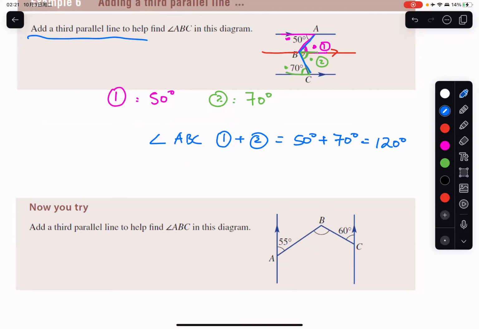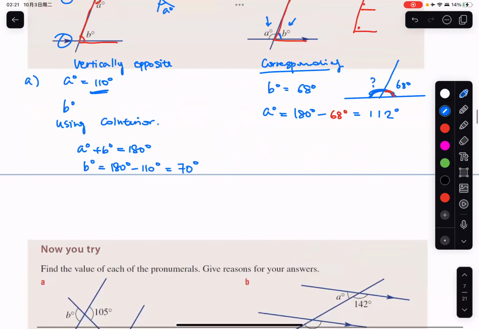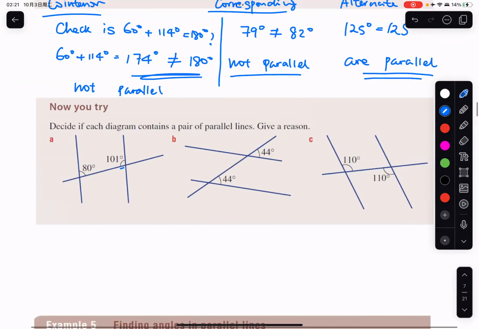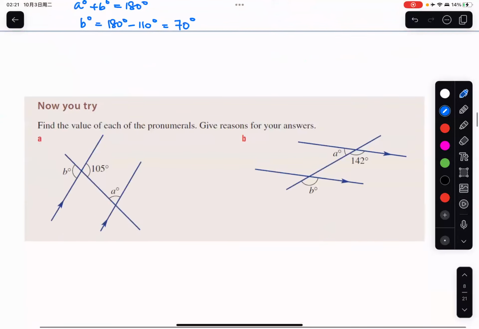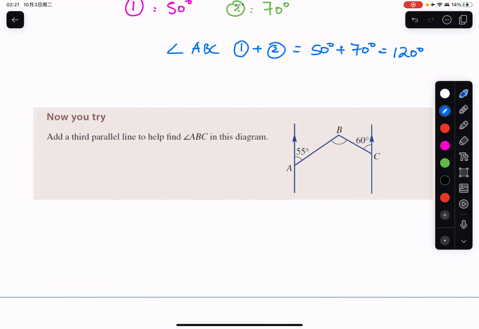Now you can do the now you try. Sorry, do the first one first, then the next one, and then the last one here. If you want to check your answer, you can check on Google Classroom, in the note. I posted the answers in the note. After you finish this, you can do exercise 7A and exercise 7B.